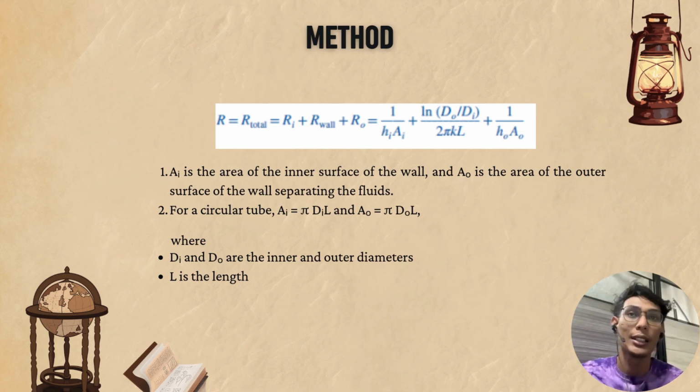Okay, this is the second formula. The second formula shows the resistance: R total equals R_i plus R_wall plus R_o, or R outer, equals 1 over h_i A_inner, the inner area, plus ln(diameter outer over diameter inner) over 2πkL, plus 1 over h_outer A_outer. Here, i means the inner surface of the wall, and A_o means the area of the outer surface of the wall separating the fluids.